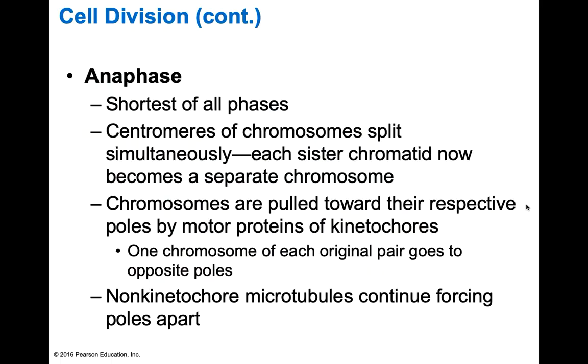Anaphase is the shortest of all phases. It's when we have the actual splitting of our chromosomes. So the centromeres of the chromosomes split simultaneously. So each sister chromatid now becomes a separate chromosome. Okay, so you have those little X shapes. We're gonna have that open up.